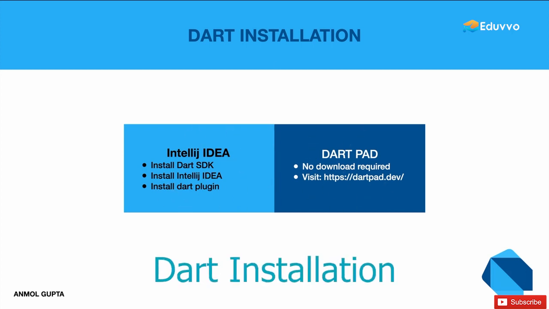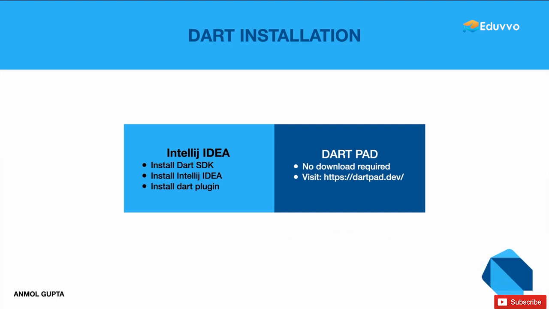Now in this video we will discuss Dart installation. Basically there are two ways to write Dart programs. The first one is the IntelliJ IDE and the second one is Dartpad. To write programs in the IntelliJ IDE, we first need to install the Dart SDK, then install the IntelliJ IDE software, and then integrate the IntelliJ IDE with the Dart plugin. For me this is kind of a lot of work, so I prefer to use the Dartpad solution.